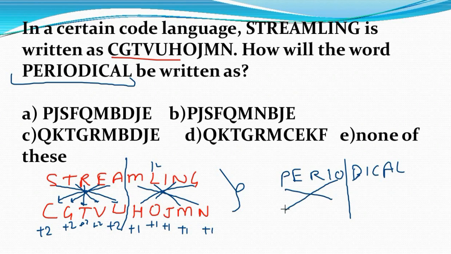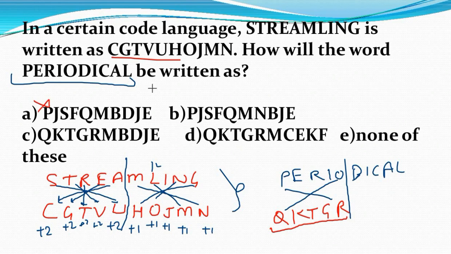O is 15, and 17 means Q. P is 16, and 16 plus 2 is 18, which means R. I is 9, and 9 plus 2 is 11, which means K. E is 5, and plus 2 gives 7, which means G. R is 18, plus 2 is 20, which is T. It means Q, K, T, G, R.